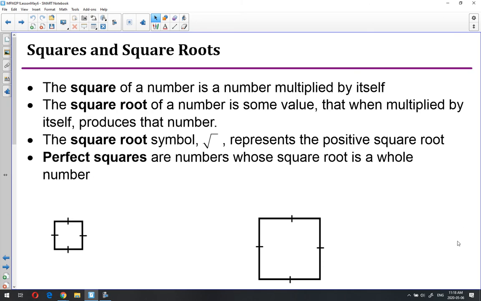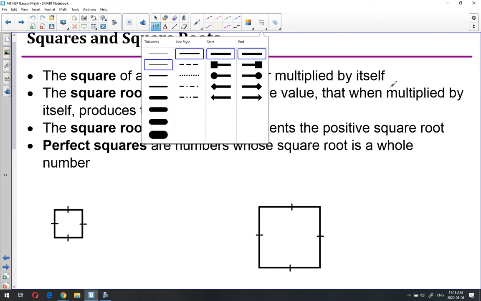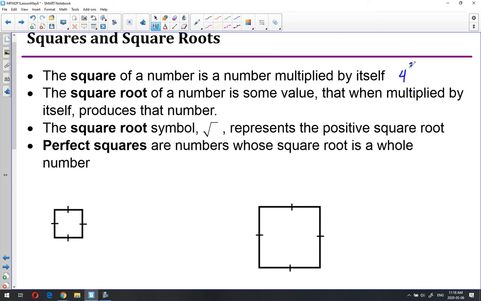So first of all, just to review what a square and a square root number is. The square of a number is always a number multiplied by itself. So for example, if you have 4 squared, that means 4 times 4, a number 4 multiplied by itself.